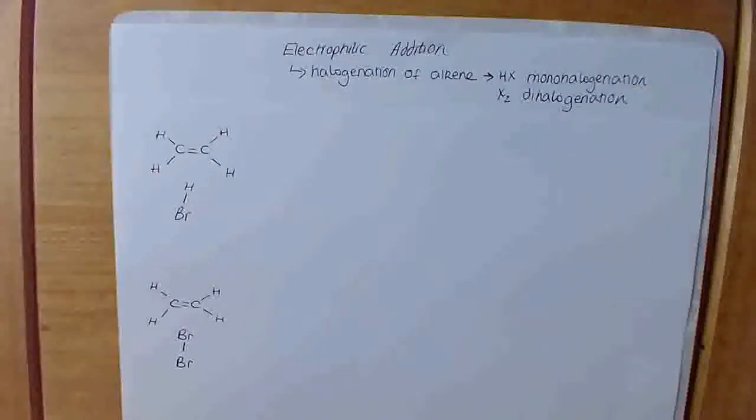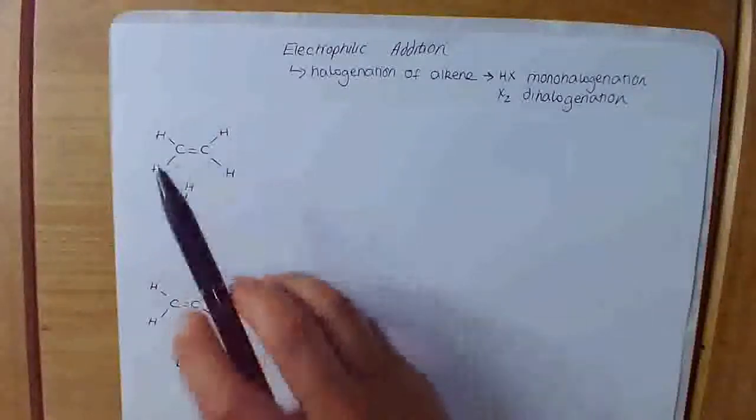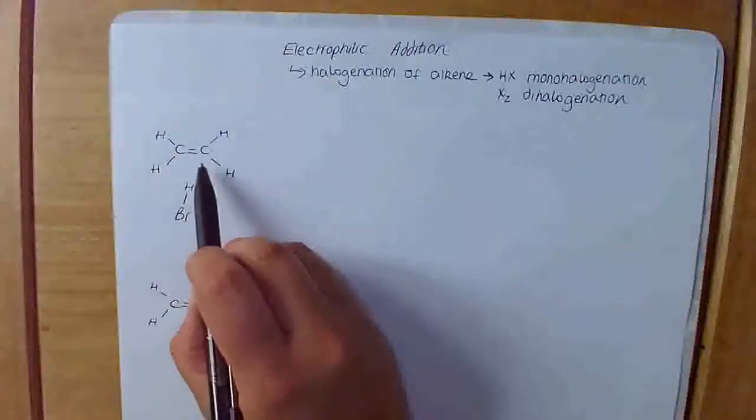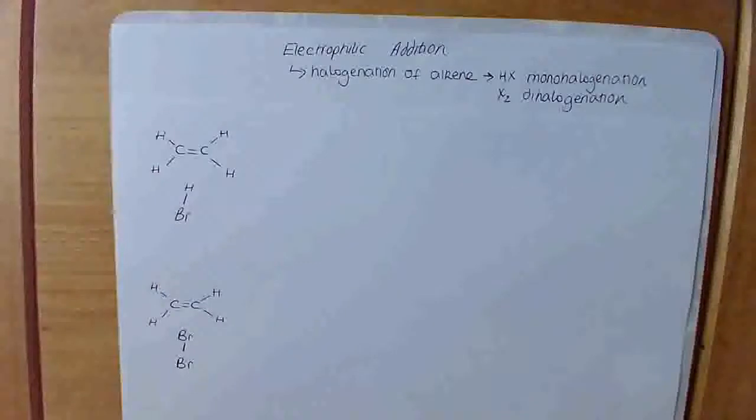Alkenes contain a carbon-carbon double bond, which you should remember is made up of a sigma bond and a pi bond. Because of the pi electrons, this area around the carbon-carbon double bond is described as being electron-rich.